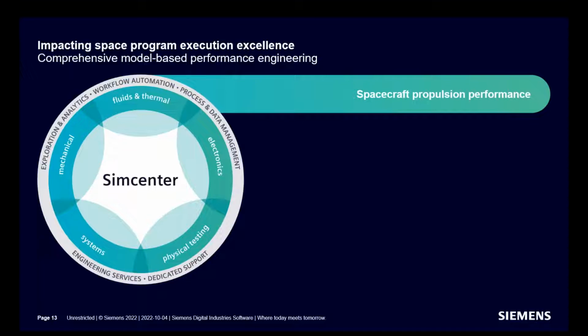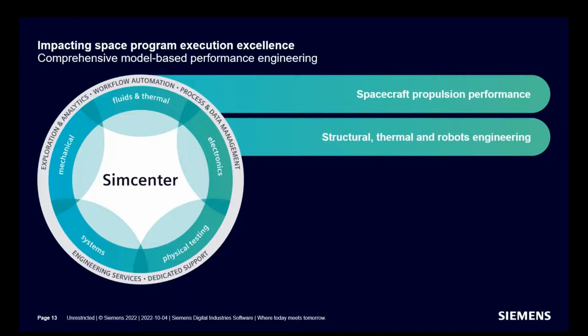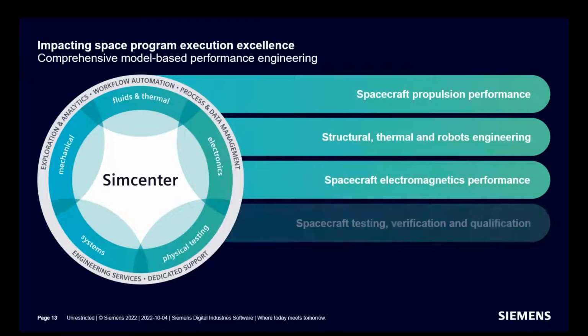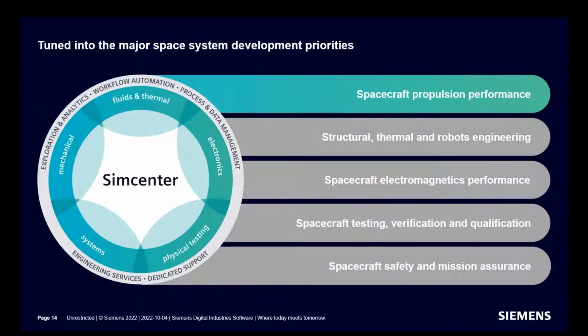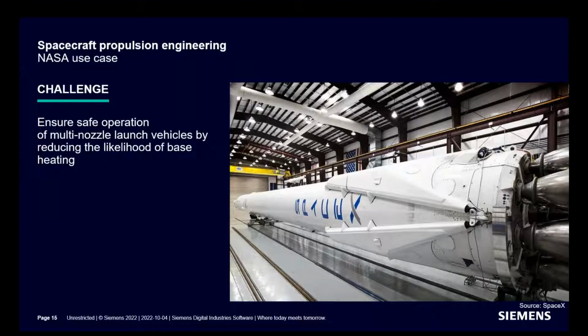Those are a lot of applications, and we typically want to organize them along axes that are relevant for the space industry: spacecraft propulsion performance, structural, thermal and robotics engineering, spacecraft electromagnetics performance, spacecraft testing, verification and qualification, and spacecraft safety and mission assurance. What we will do for the next 10 minutes is go through these applications and give a small example for each of them of how the Simcenter portfolio can solve challenges there. Starting with spacecraft propulsion performance, which is all about getting your payload into the air. Here we want to share a use case with you that we did based on a NASA test case.